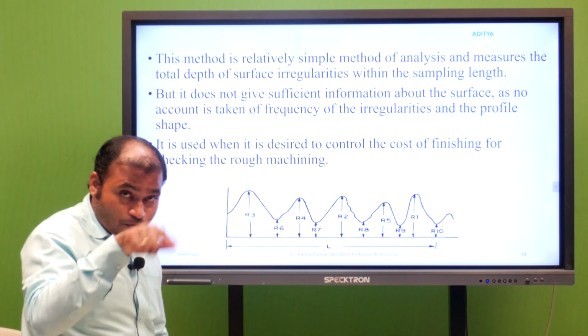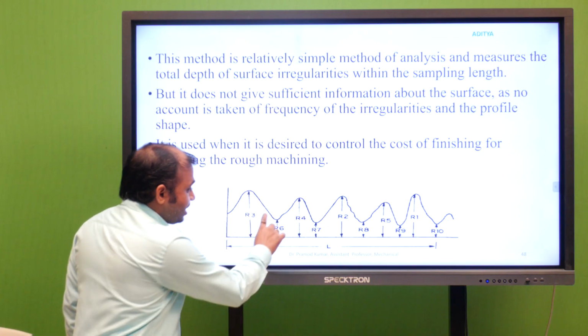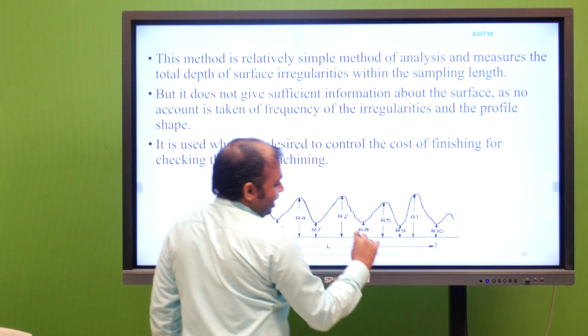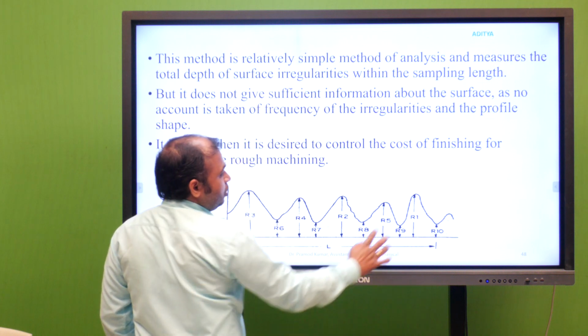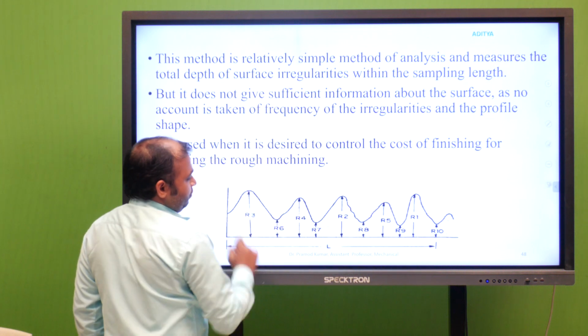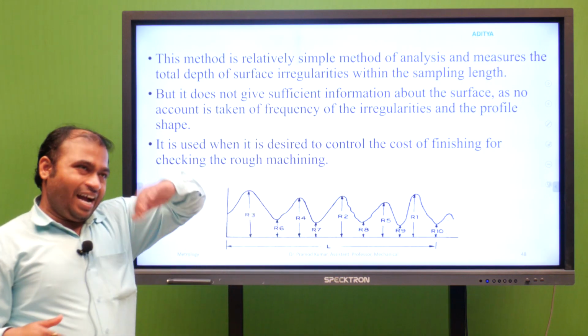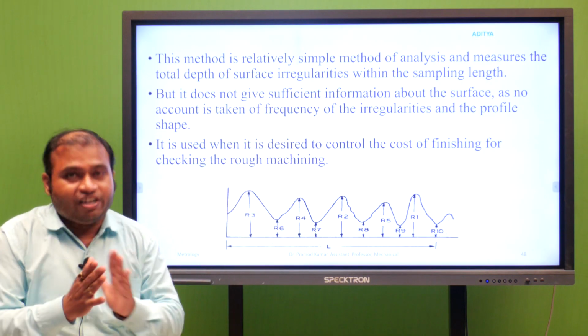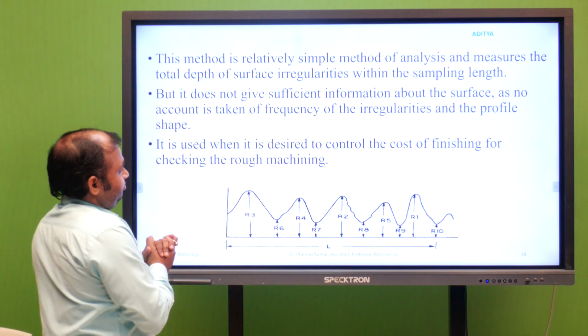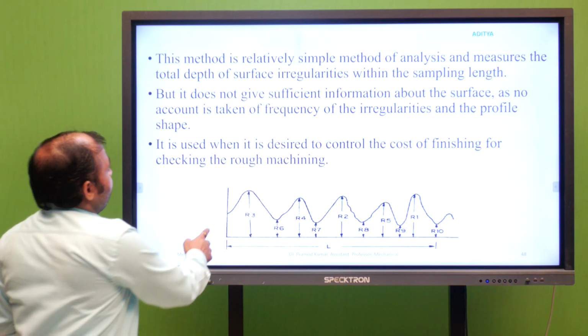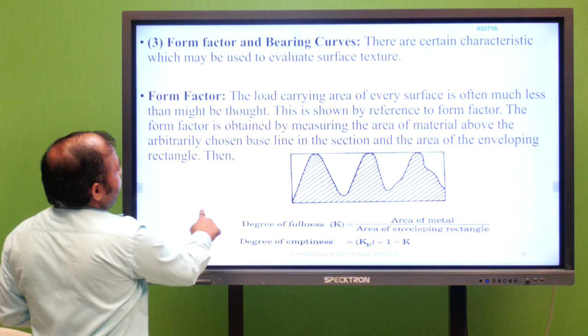Now the bottom lowest values, R6, R7, R8, R9, R10. So how many? 1, 2, 3, 4, 5. Here also 1, 2, 3, 4, 5. 5 maximum, 5 lowest. That difference we are taking. Okay. You can see the difference. We are taking the difference.